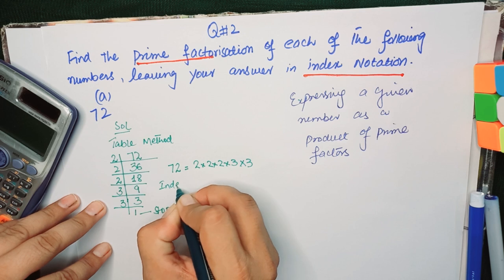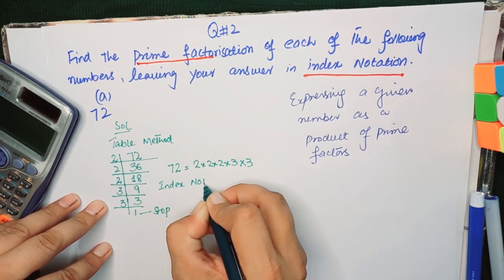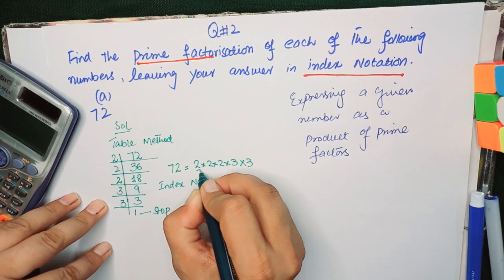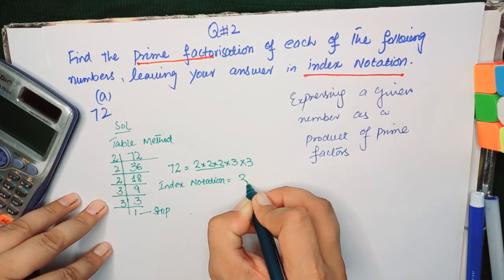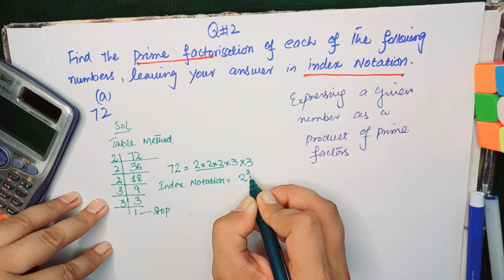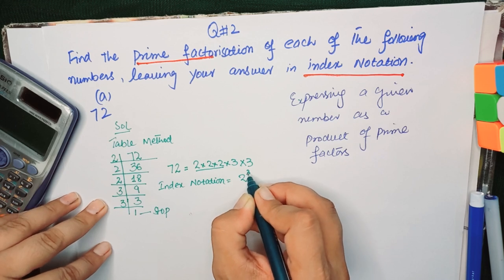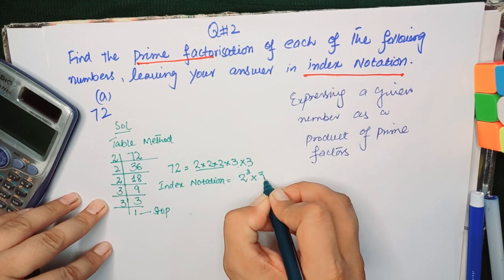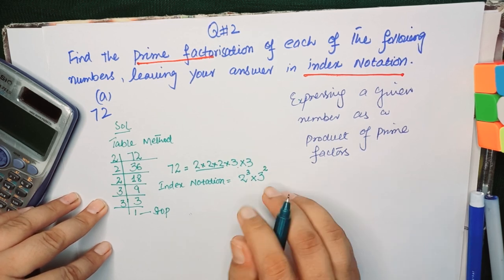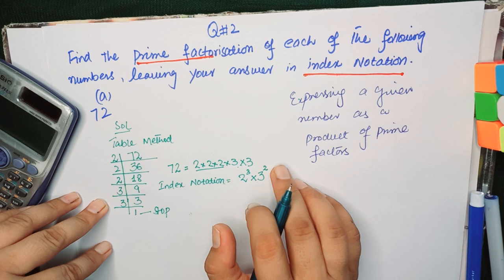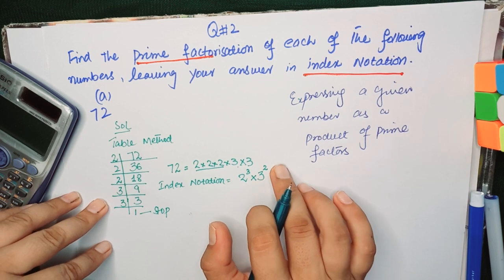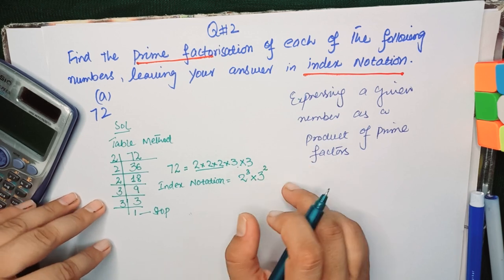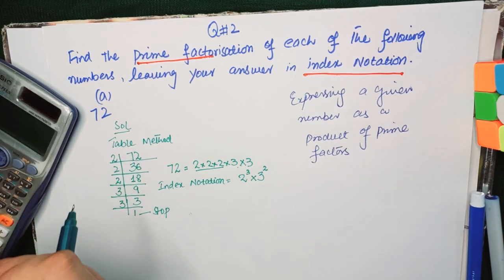Now index notation हमारे पास क्या होगी? Now 2 is written 3 times, so we will write 2 power 3. This is the index. Like 3 is the index. Now this 3 is written 2 times, so we will write it 3 power 2. We can read it 3 to the power 2. We can read it as 2 to the power 3. So this is called index notation.